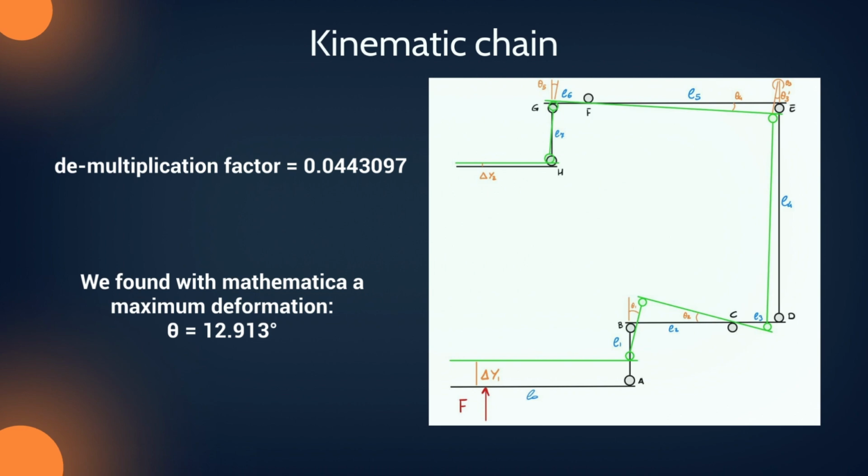As this image shows, using Mathematica, it was possible to obtain a demultiplication factor of 0.044 and a maximum deformation of 12.9 for the most stressed hinge. All these calculations help to understand the system so that it is possible to derive the coefficient k and to design the thickness of the hinge.